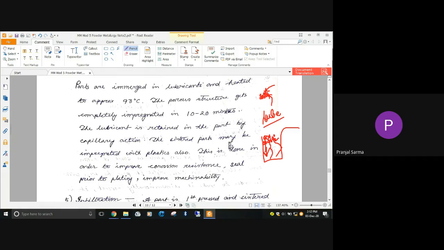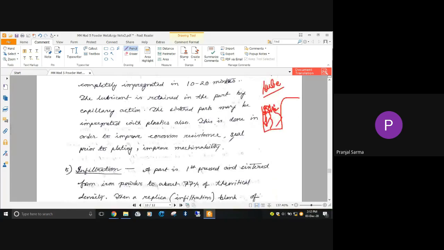Sometimes the part may even be impregnated with plastic. When we impregnate with plastic or other materials, it can improve the corrosion resistance. Similarly, as it is a porous structure, if we need to properly seal it prior to some plating operation, we can also do that. This also improves the machinability of the part if we later need optional secondary machining. With plastic impregnation, the machinable property is improved, and we generally get continuous chips. I believe we have understood.